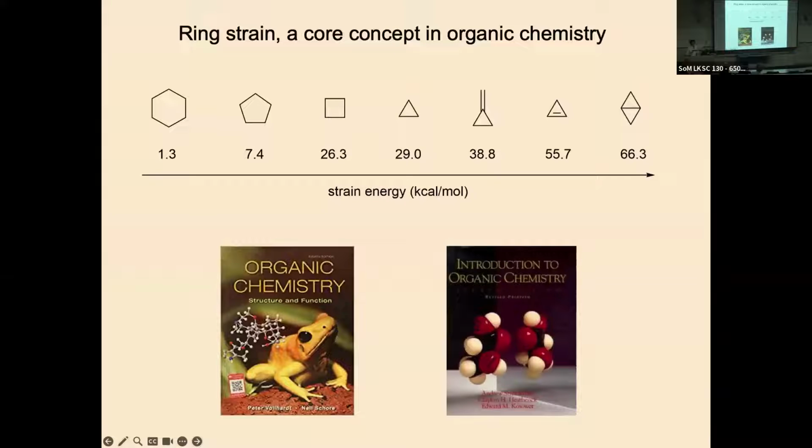In the context of rings, when you have a 6-membered ring that's all carbons like this, that's comfortable for carbon, and this is essentially strain-free. So these numbers here are the amount of ring strain, and 1.3 kilocalories per mole is very low. But if you start to make the rings smaller and smaller, the bond angles get distorted from where they would prefer to be, to the point where if you put those carbon atoms in a 3-membered ring, you now have 30 kilocalories per mole of strain. That's a lot. And if you try to put double bonds into rings, the strain is even more extreme.